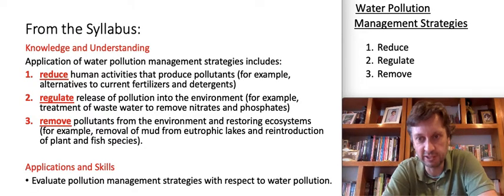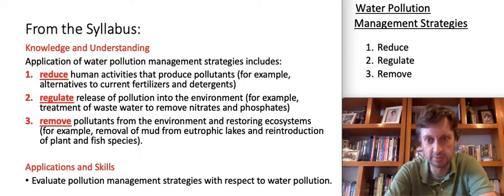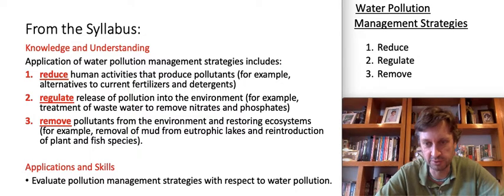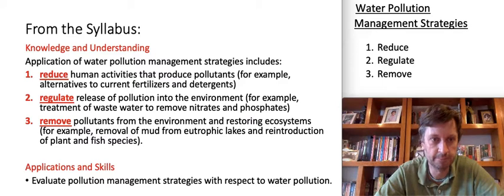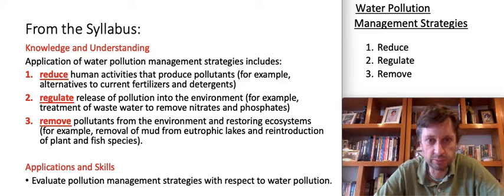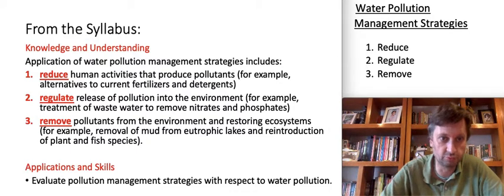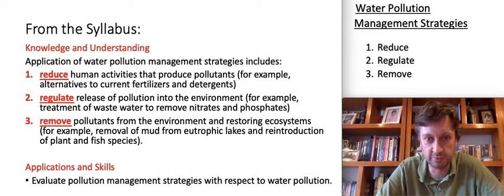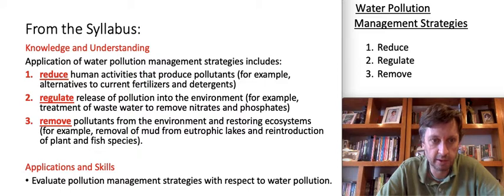I've changed the wording slightly to incorporate my 3 R's. But that hasn't really changed the wording a lot in terms of what the syllabus says. So in terms of knowledge and understanding, it says the application of water pollution management strategies include: 1. Reduce human activities that produce the pollution in the first place. Number 2, regulate the release of that pollution into the environment. Try to reduce it as much as possible. And number 3, remove pollutants from the environment and therefore restore ecosystems.